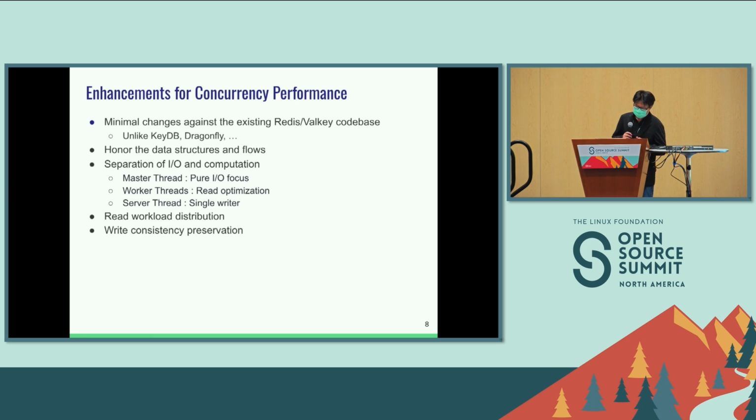So the first idea to achieve higher performance is the separation of I/O and computation. We introduce three kinds of threads: main thread, worker thread, and server thread. And we tweak the read workload.